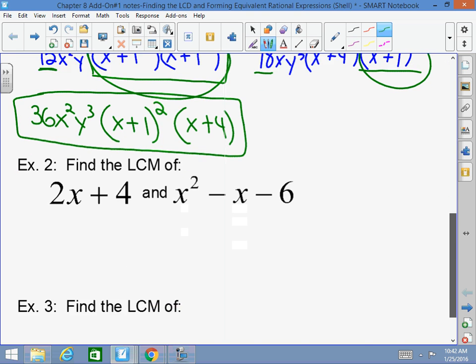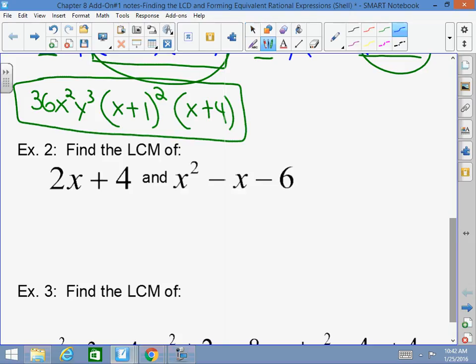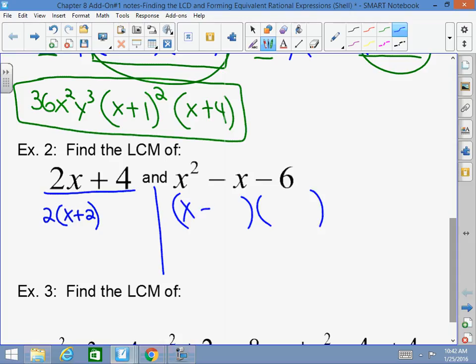Number 2. Let's factor. What can I factor out of this guy? Very good. So I've got x plus 2. And here, kick out a negative 3. Excellent. And a positive 2. Excellent. Okay, so what's my LCM?